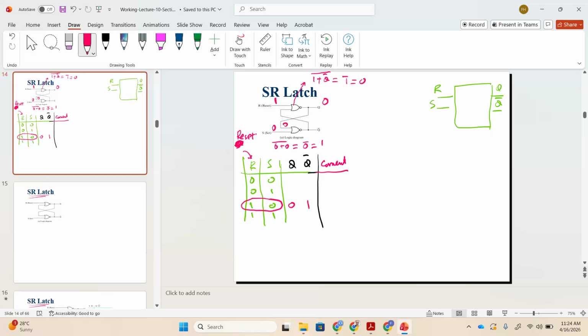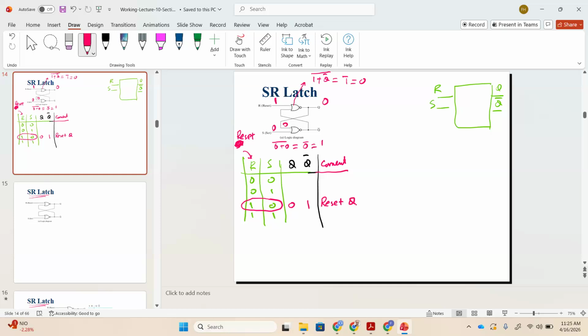R stands for reset. So the comment is this: what we are doing? We are resetting Q. So when we are resetting Q, this implies that Q will be 0, and since Q bar is the opposite of Q, it will be 1. Any question? Got it or not got it?